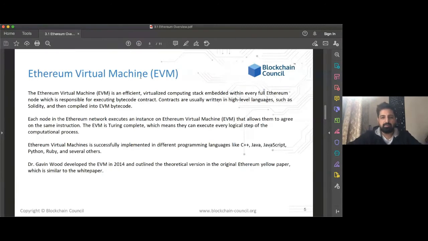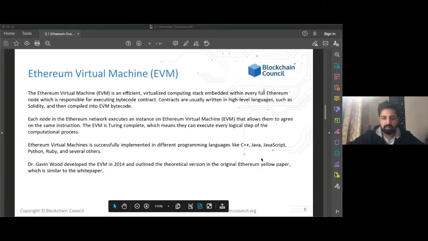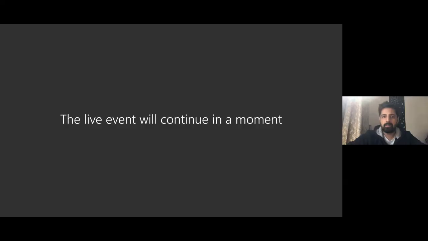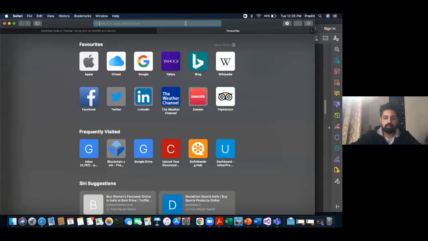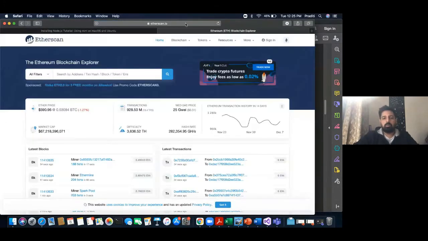Now, while we discussed bytecode, I believe I'm not sharing that screen. I need to stop sharing for a second. Allow me a second. Okay. So on etherscan.io, is my screen visible? Yes, it is visible.